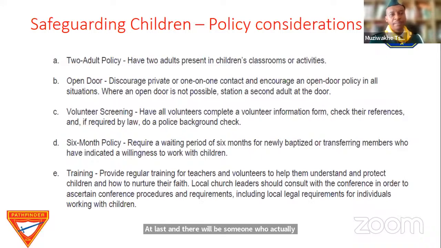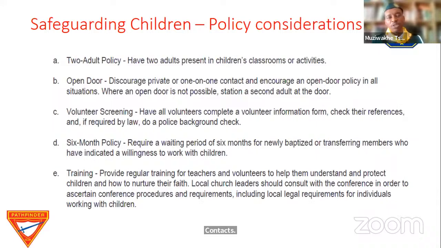Okay. Point number 2, have an open door policy. Now, what this open door policy entails is that it will discourage private or one-on-one contact and encourage an open door policy in all situations.